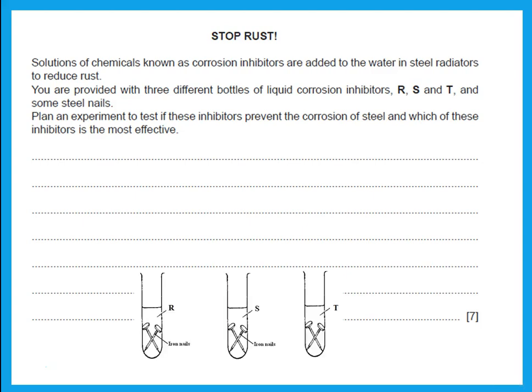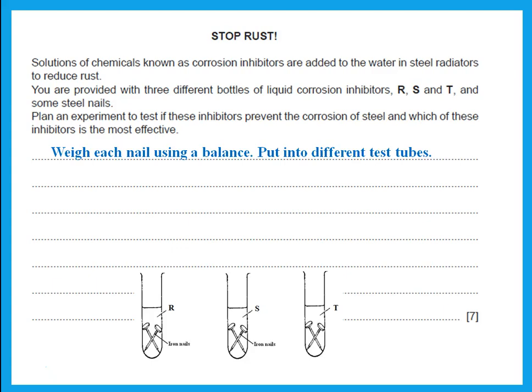So what are we going to do? Basically we need to get, for example, 3 test tubes, put equal amounts R, S, and T, and remember that he says in the first sentence, some of the chemicals known as corrosion inhibitors are added to water. So you need to add some water. So each of these test tubes contain water and R, for example, and then water and S, and so on. And we need to put the nails, but in order to determine which one has rusted more or less, then we need to weigh everything first.